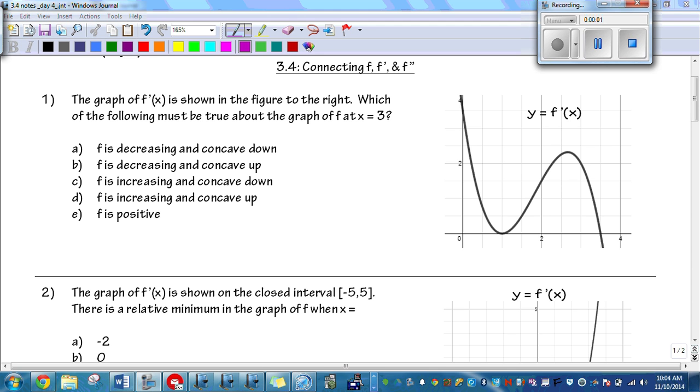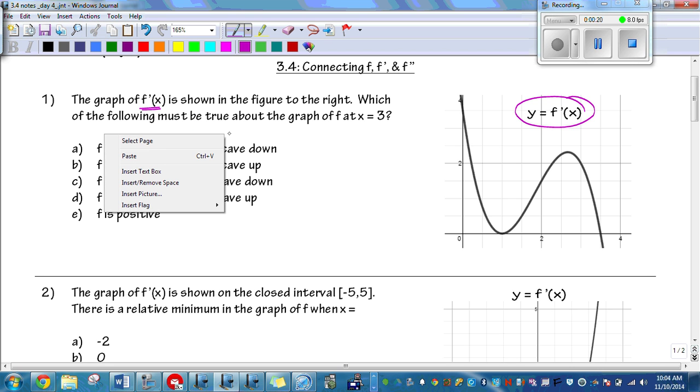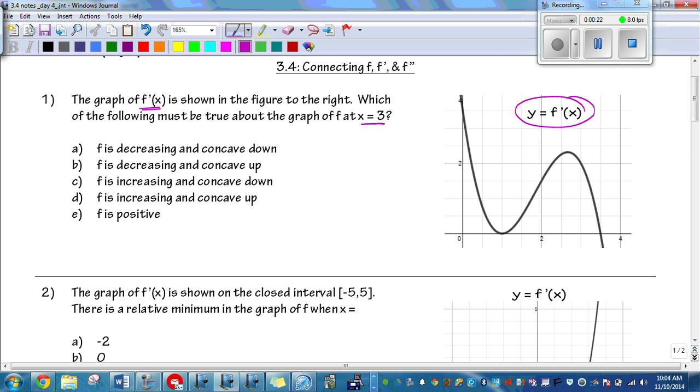Alright, so for number 1, it tells us the graph of the derivative of f. You need to be careful and make sure you understand what's graphed over here. It should always be labeled, or at least explained in the graph or in the problem. So we have the graph of the derivative of f of x. Which of the following must be true about the graph at x equals 3?